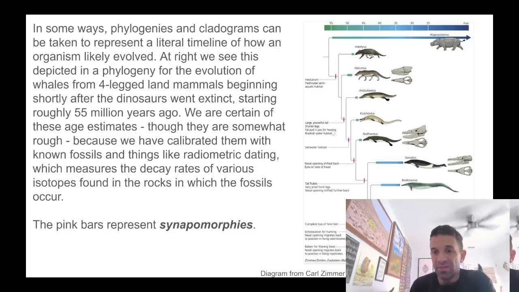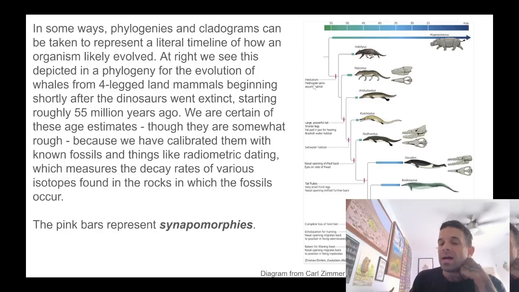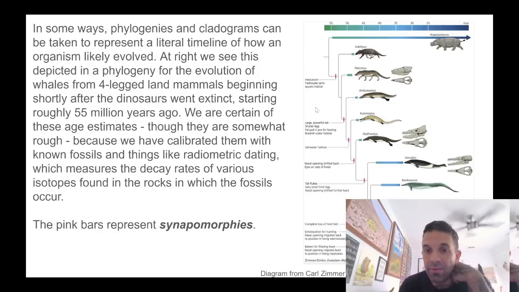And all these pink things right here are synapomorphies. This is a new synapomorphy that evolves. This pink bar that crosses the evolutionary tree right there, perpendicular to the lines, those pink things are synapomorphies. Something evolves and everything on down inherits that, like an involucrum, freshwater semi-aquatic habitat.